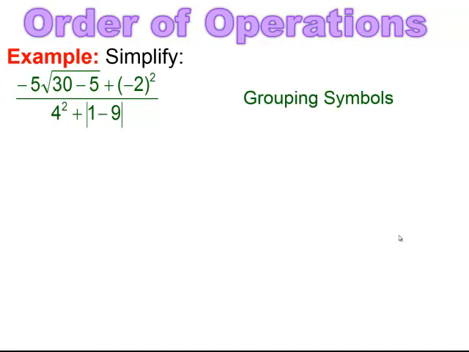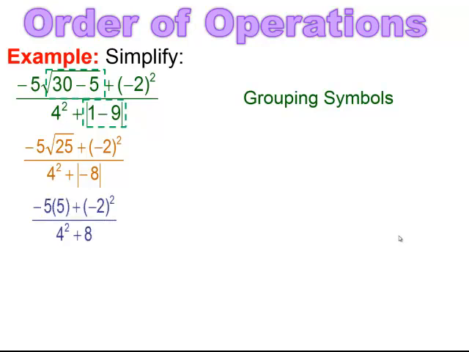Remember, grouping symbols are that square root and that absolute value. So I need to get that to be one number. So grouping symbols aren't just parentheses or brackets. They're also square root symbols and absolute value symbols. So I do the square root and get that to be one number. So I have 30 minus 5 is that 25, and then I do the absolute value. I have 1 minus 9, and that's a negative 8.